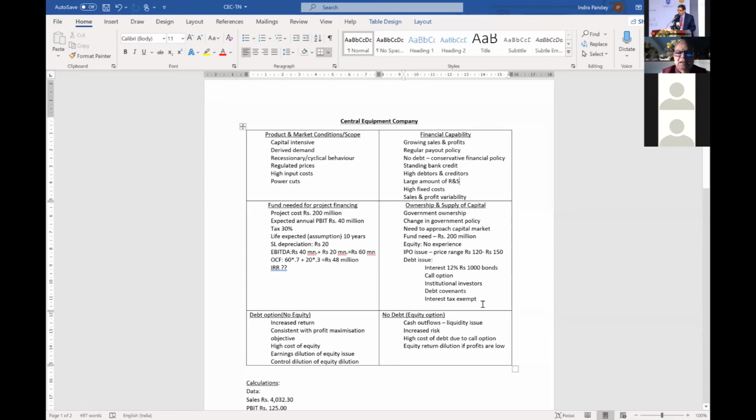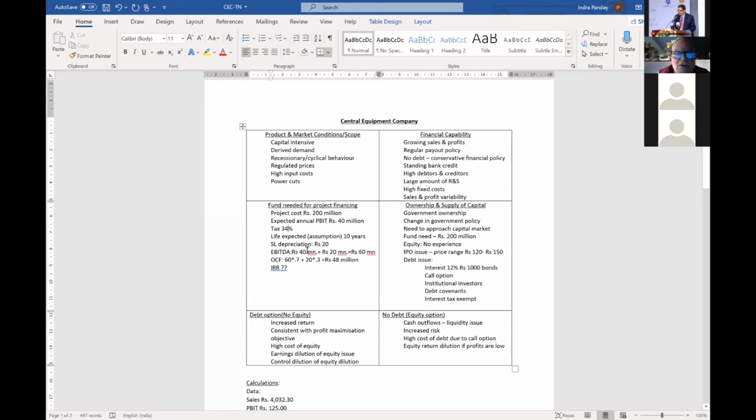Okay, interest is tax exempt, of course, so their cost is less effective. And this is the requirement of the funds. They require 200 million. Tax rate is, of course, 34%. All right. So this is what you are calculating. And then debt option, why it should be there, why it should not. So you have to devote at least 10-15 minutes on this discussion, and 15 to 20 minutes on the discussion of product market, financial capability, ownership, fund requirement, etc. Now, if you have calculations and this discussion, you can summarize it.